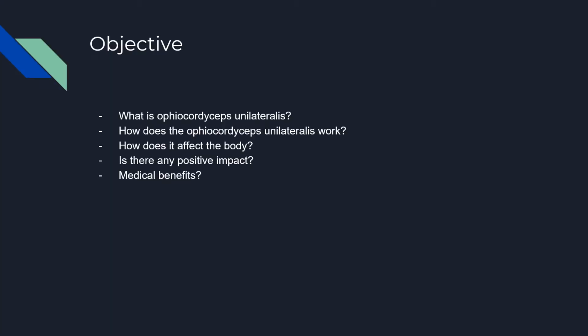So for this presentation we have four main objectives. The first is to identify what an Ophiocordyceps unilateralis is. The second objective is to talk about how it works when it affects the host. The third is to talk about how it actually affects the insect's body. Fourth, we will discuss if there are any positive impacts of this fungi. And last, we will talk about if there are any possible medical benefits of this fungi.